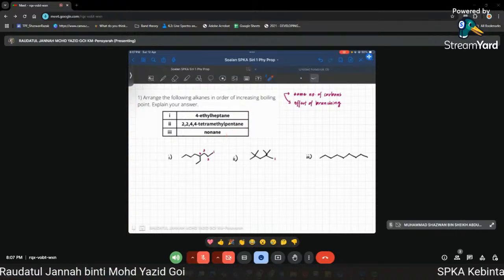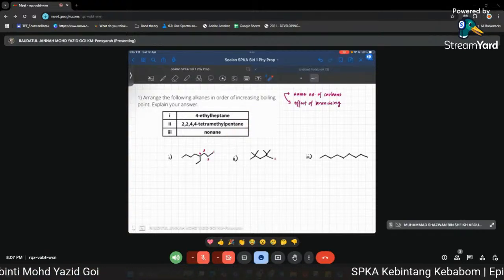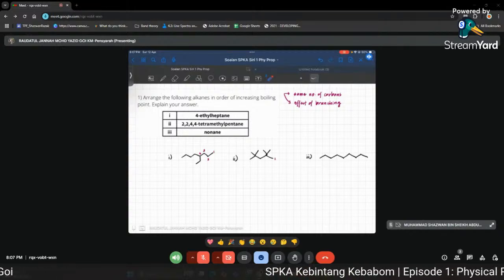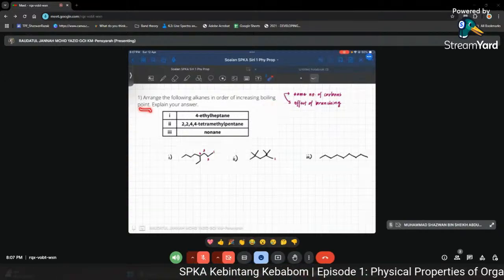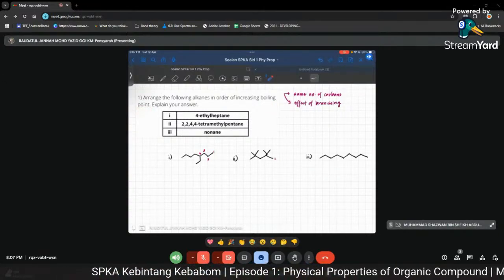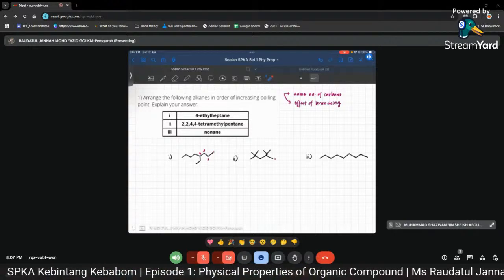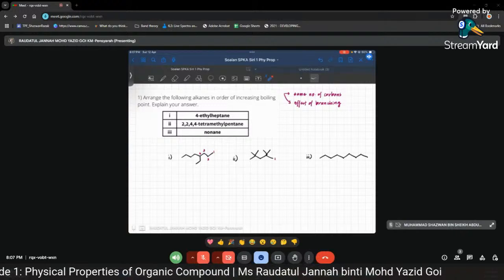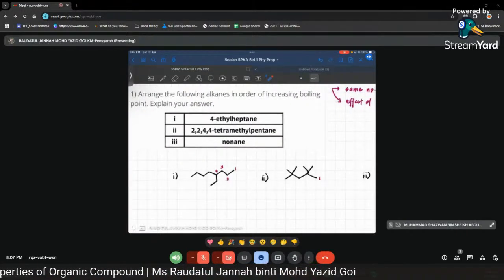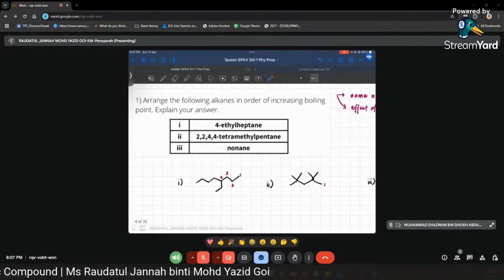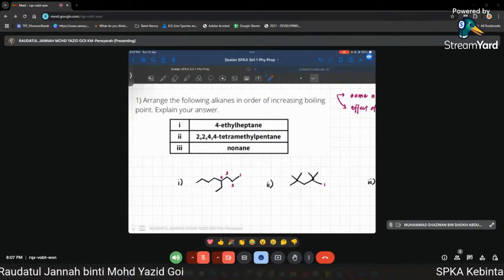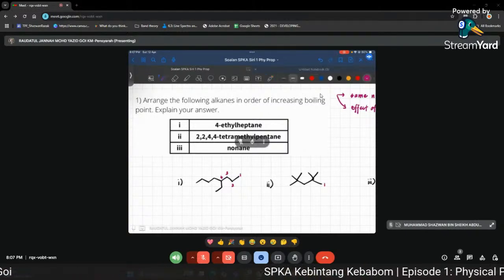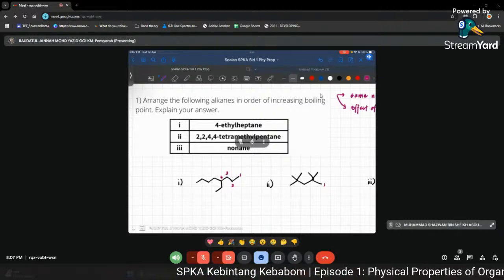So for this one here, we need to arrange the alkanes in here in the order of increasing boiling point. So maksudnya, you kena susun your molecules kat sini daripada lowest boiling point to a higher boiling point. And the first thing you kena check bila mana you ada soalan macam ni, kira number of carbon involved in your compound. Okay, paling senang you just briefly check je berapa number of carbon yang you ada.